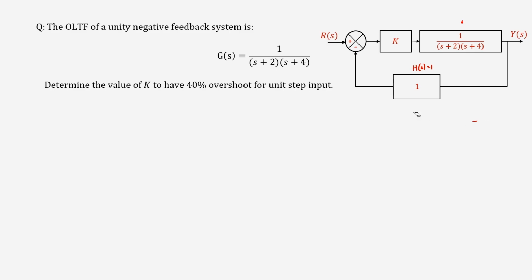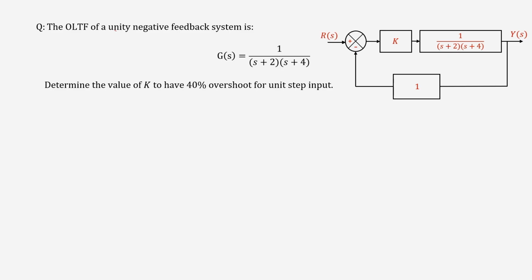Now, the same problem could have been drawn in a different way also. You could have drawn this as 1 by s plus 2 and this as 1 by s plus 4. Then also the open loop transfer function is 1 by (s plus 2) into (s plus 4). It does not matter because we are only concerned about G into H. Here, since it is said unity negative configuration, we know that H is 1, so G(s) must be this expression. The open loop transfer function is given to us.